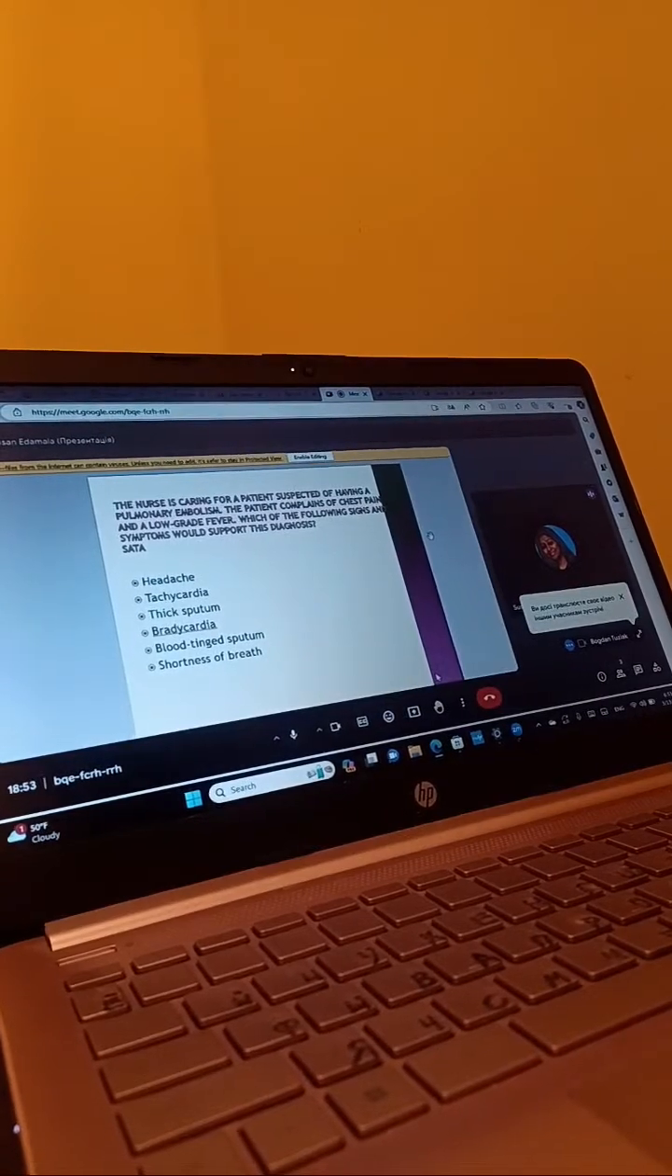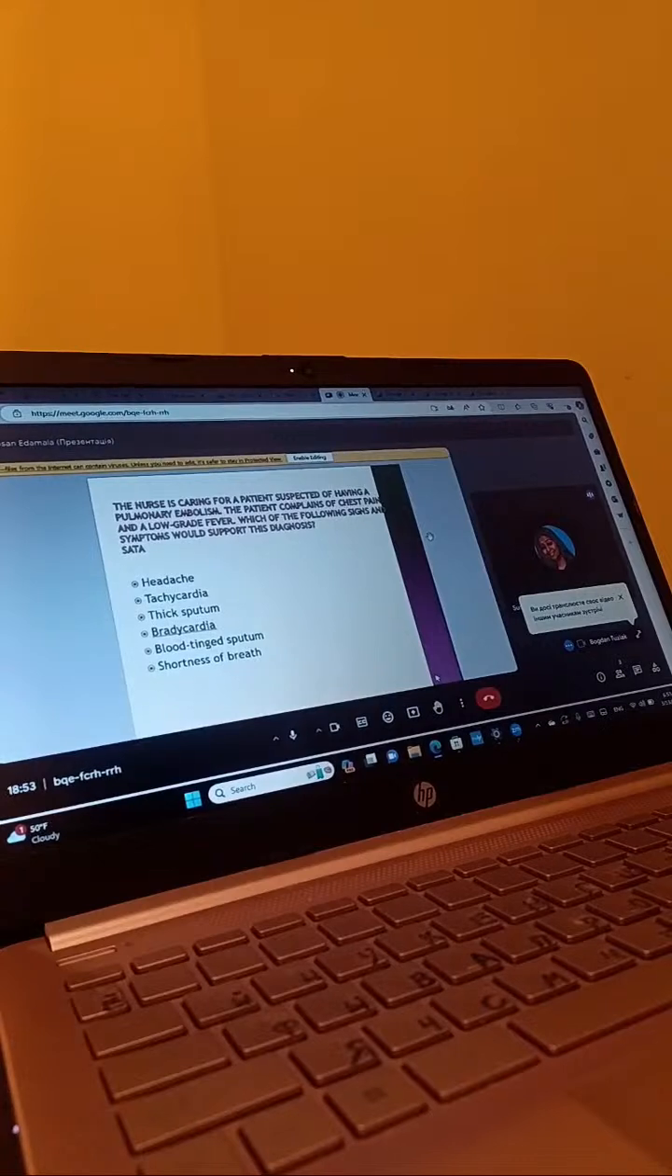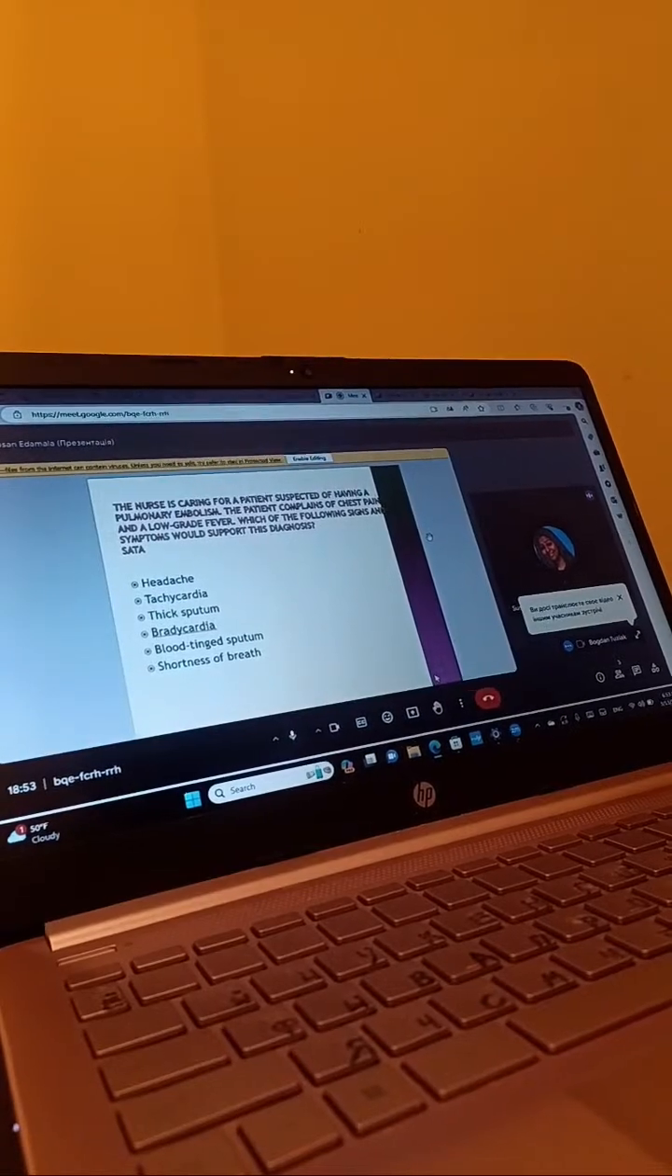So they will complain of chest pain. They will have chest pain with pulmonary embolism, and also low grade fever. Low grade fever because of the inflammation, not really infection there, but because of the inflammation that's happening because of the increase in pressure. So that's why they'll have that low grade fever. So which of the following signs would support this diagnosis? Along with low grade fever and chest pain, what other thing will be there in PE?